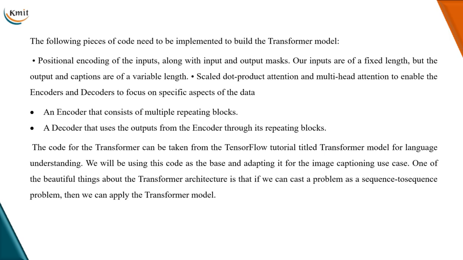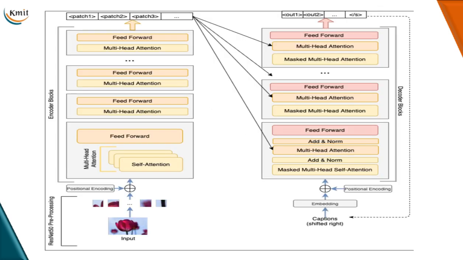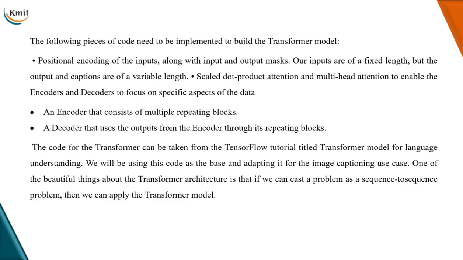The second thing that we have to concentrate on is scaled dot product attention and multi-head attention. This will enable our encoders and decoders to focus on specific aspects of the data. As you can see, I want to focus on only specific parts of the image, not the entire image, because most of the image information would be relevant in specific parts. For that we will use an encoder that consists of multiple repeating blocks, and a decoder that uses the output from the encoder through its repeating blocks, as you can see here in the image.